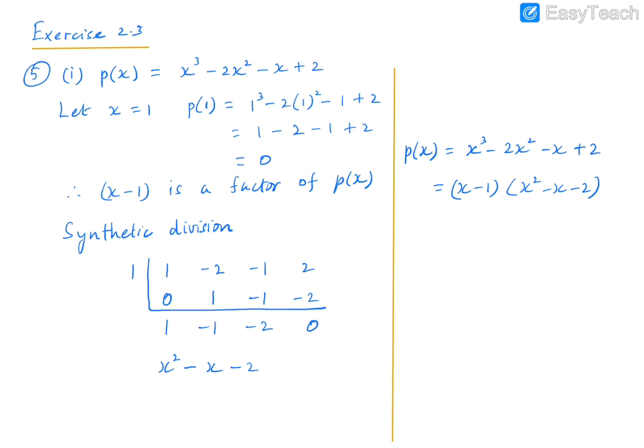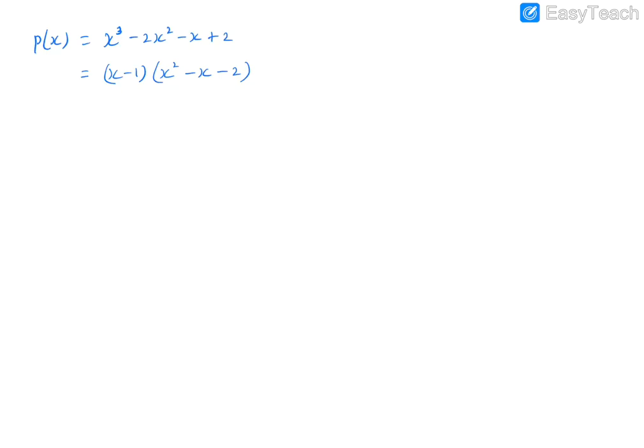So I'll just read this whole thing again here. Our p of x, which is a cubic polynomial, has these two factors, x minus 1 and this quadratic factor, x squared minus x minus 2. So we will now split this x squared minus x minus 2 into its own factors. So let's do that separately on this side of the page. So we have x squared minus x minus 2.